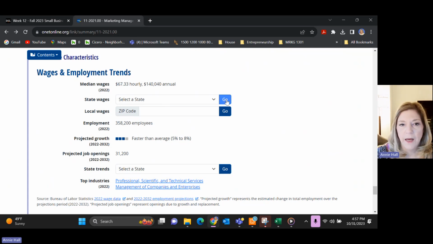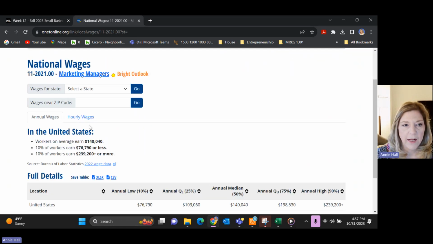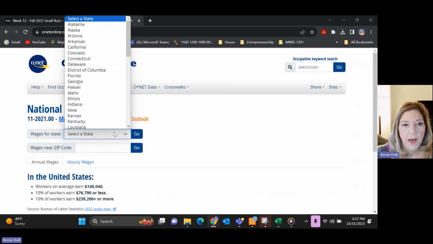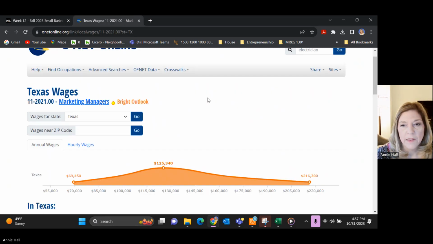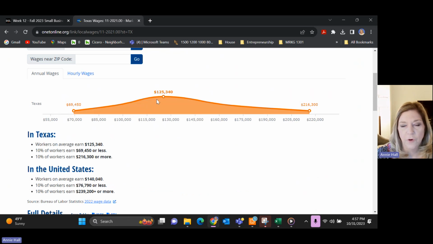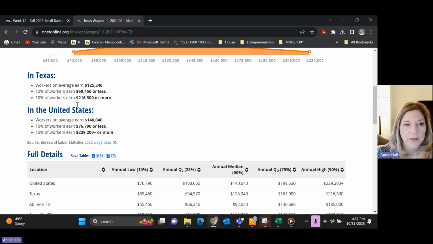But you can also say, well, I want to know what it's like where my business is going to be. So again, I can look at it. Oh, I didn't pick a state. I can look at it at the state level and say, okay, what is it in Texas? You can see here, it's not quite 140,000 on average in Texas, but the average is about 125,000. And the high end, the people who are making the big bucks, are making around 216. Workers on average earn 125, 10% earn 70,000 or less, 10% earn 216 or more.